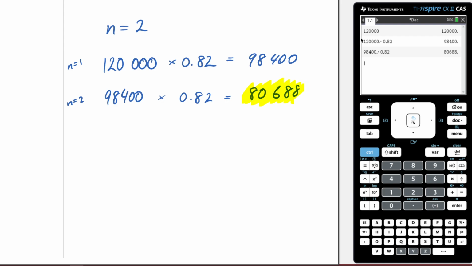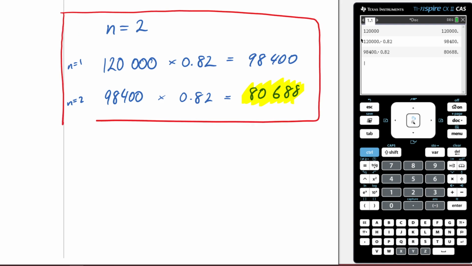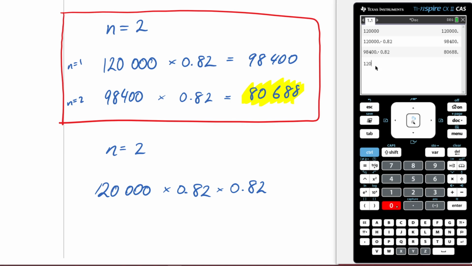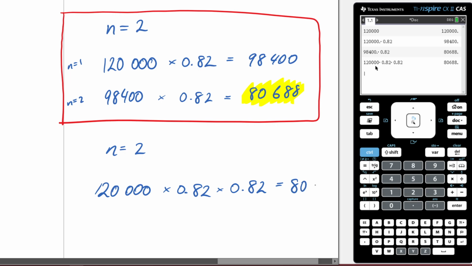What I'm now going to show you is that what we've done here can be written in another way. I could have written it like this. To figure out the value of when n is equal to 2, I could have done this. Let me just do that. I've got 120,000. I could times it by 0.82 and then times it again by 0.82. If I go 120,000 times by 0.82, times by 0.82, as you see, what I'll get is 80,688, which as you can see is what I got when I did it with the recursion relation.